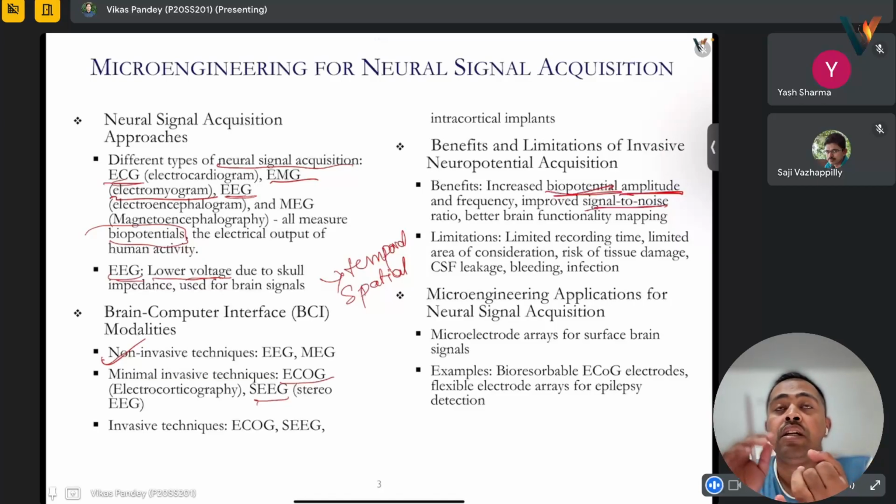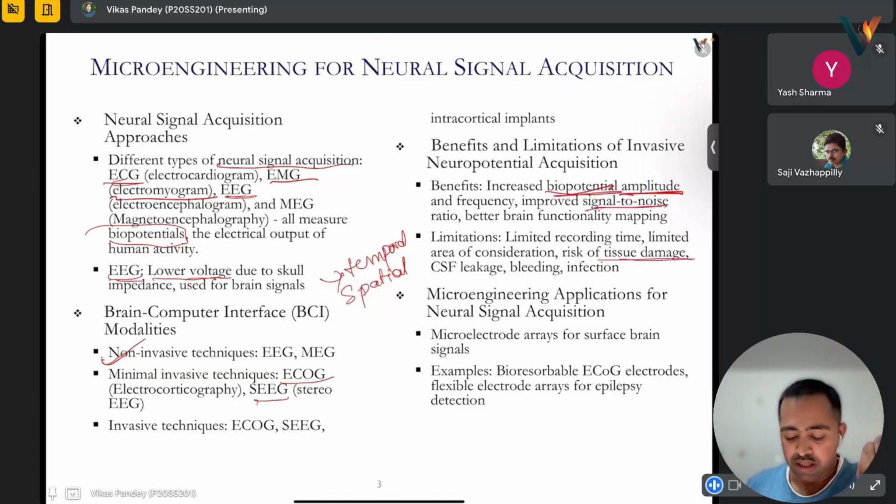The limitation is limited recording time, since the brain is such a sensitive part that it cannot be kept open, or an incision cannot be kept for a longer period of time. As well as there is a limited area of consideration. We have to be very precise about where we want our electrodes to be put. Then there is risk of damage, cerebrospinal fluid leakage, which is a very critical thing, bleeding, and infection.